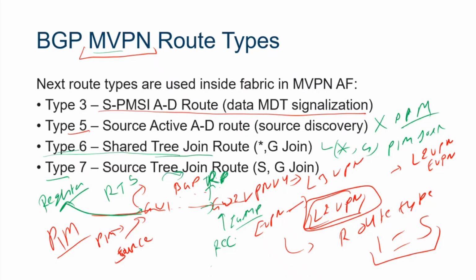Once the RP knows that a source exists, what the RP was doing earlier was sending an S, G join towards the source. But in this case, because we have MVPN, it will generate a type 7 route towards your gateway where the source is connected. So type 6, type 7, you have equivalent functionality in PIM. Type 5, you don't have.